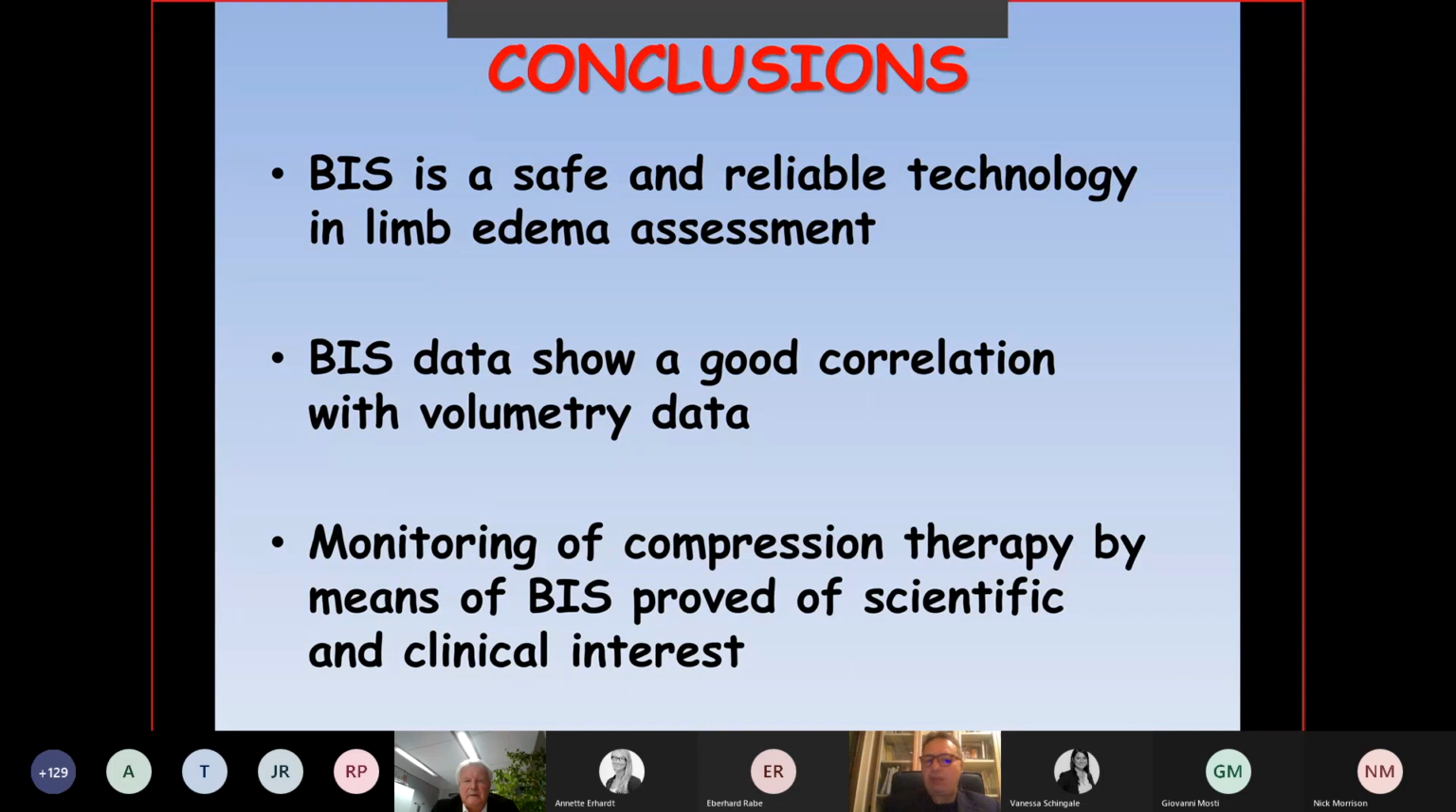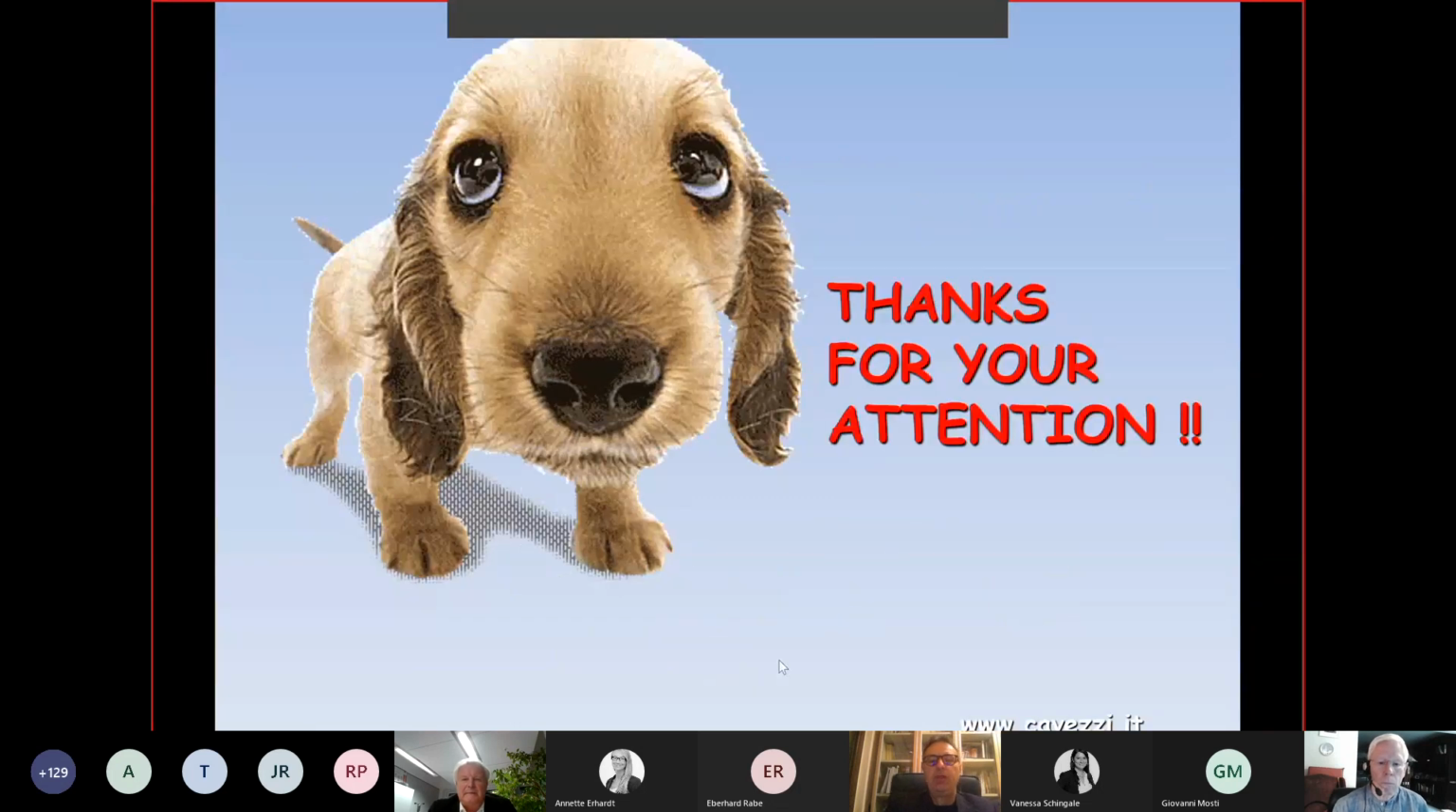The bioimpedance spectroscopy is a safe and reliable technology in limb edema assessment, and our data show a very good correlation between volumetry and bioimpedance parameters. And as we are starting to show, monitoring of compression therapy by bioimpedance spectroscopy can be of very important scientific interest because we can quantify the changes of fluid and tissues thanks to this, let's say, technology.